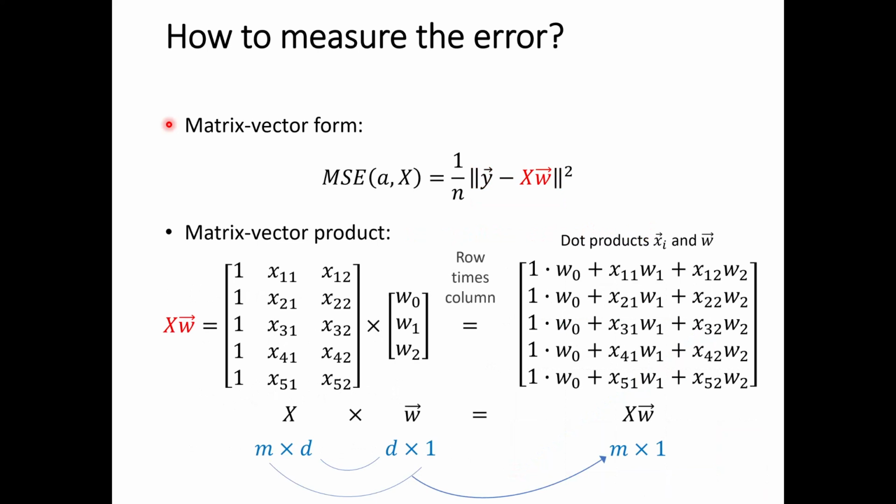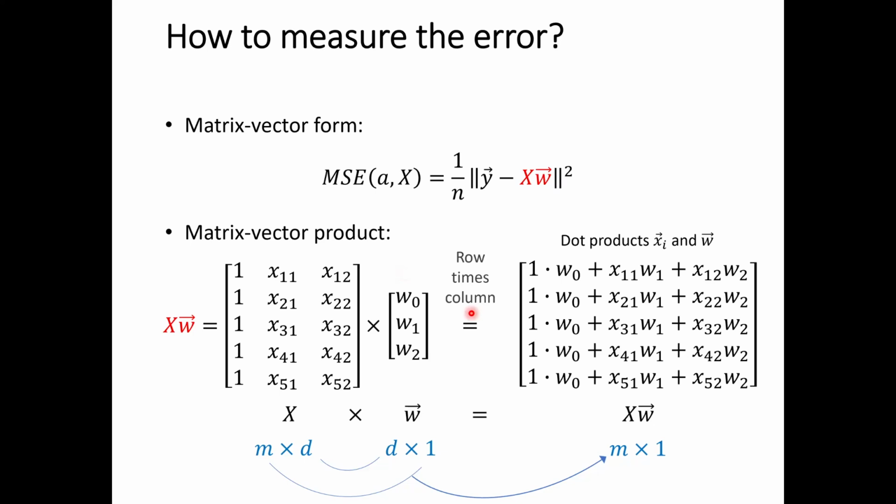Now let's figure out which vector's norm we are calculating. The red part in this formula is the matrix vector product of matrix X and the vector W. Let's remind what is the matrix vector product. Let's assume that the matrix X has 5 rows and 3 columns. Don't forget the added column of ones. And the vector W has 3 values. The vector W can be viewed as a matrix with a single column.